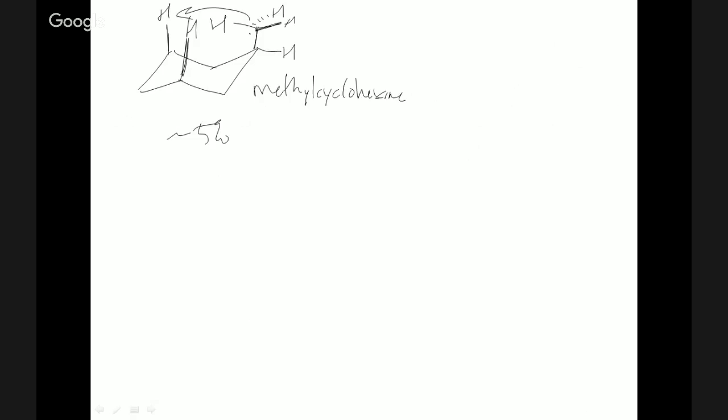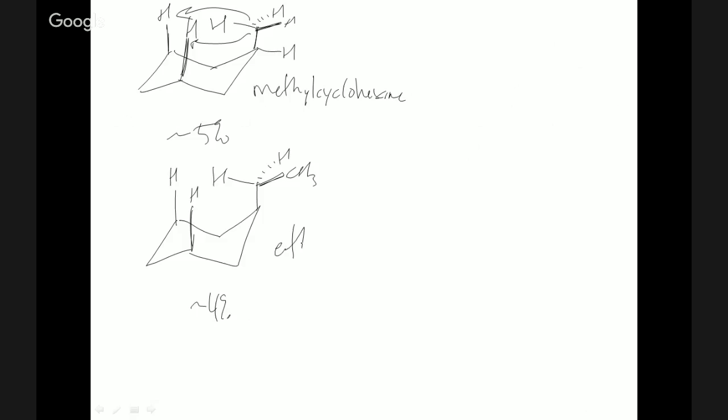1, 2. Same thing with ethyl. There's about 4% of this. This is called ethylcyclohexane. About 4% of this conformer. There's about 96% of the equatorial conformer. Draw those. Okay, take home assignment, draw those.